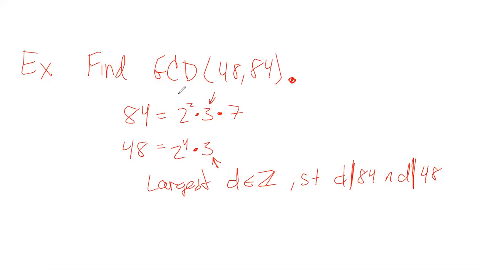We can also see that 2 divides both. We can even go further to say that 2 to the 2 divides both, by looking at this prime factorization. You can see here that 7 divides 84, but not 48. So what's the largest number that will divide both? Well, we see that 4 divides both, and we see that 3 divides both. So 12 will divide both, and that is the largest. So we have D equal to 2 to the 2 times 3, and it will clearly divide both.